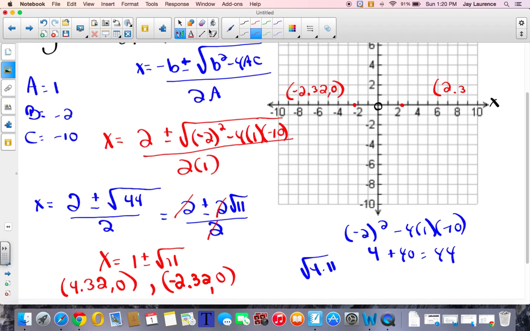And, oops, that's incorrect, isn't it? 4 and 32 hundredths. Sorry about that. I fixed that before Sean decided to tell me about it. All right, 4 and 32 hundredths.